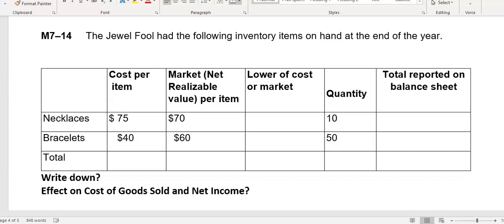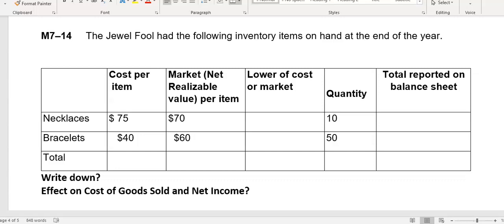Hi, in this problem we are asked to apply the lower of cost or market rule to valuing inventory. The lower of cost or market, also called net realizable value, rule states that when the value of inventory falls below its recorded costs, the generally accepted accounting principles require that inventory be written down to its lower market value.